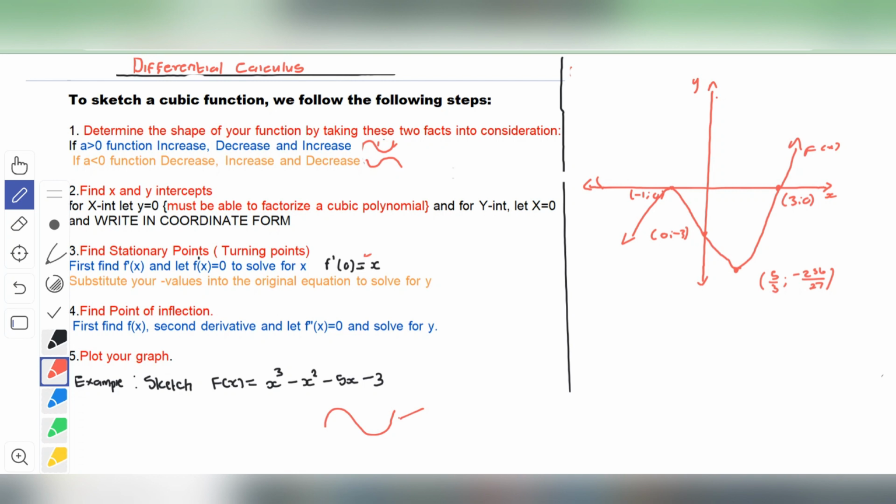So from this, you saw that we talked about how to factorize a cubic polynomial. If you still need more examples, just tell me. I'll do a video whereby I explain factorizing a cubic polynomial in full, and also the stationary points and the point of inflection. So we are done with how to sketch a cubic function.